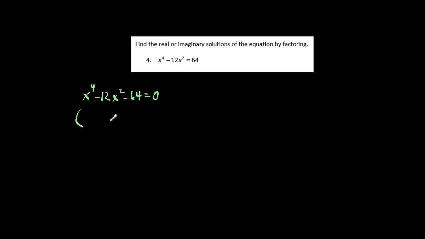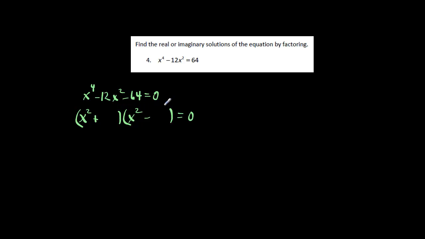And let's factor this. So let's put the two sets of parentheses. To get x to the fourth, we're going to put x squared and x squared. We need two numbers that multiply to give you -64, but add to give you -12. So we know that there's going to be different signs, because there's no way you can multiply two things with the same sign and get a -64. The higher number is going to be negative because they have to add to a -12.